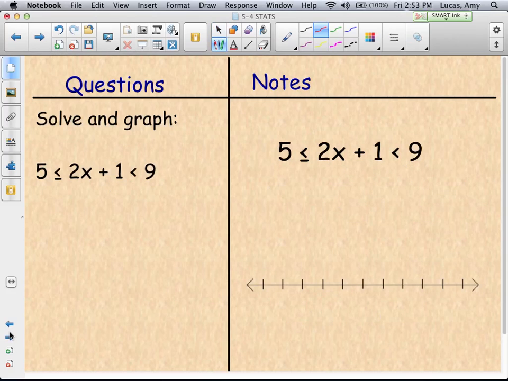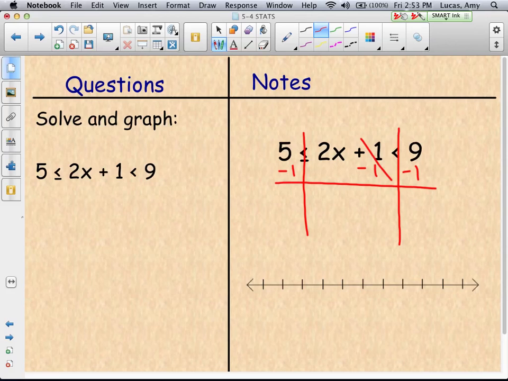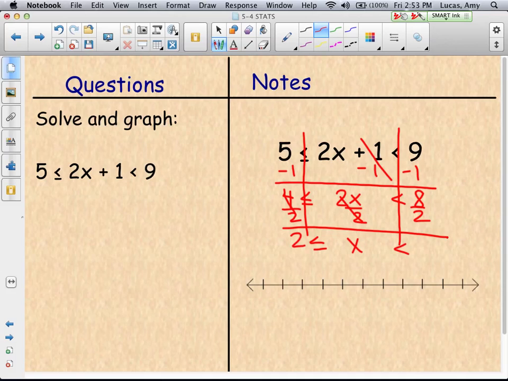One more, I'm going to keep as an interval again. To get the x by itself, I subtract 1. So I subtract it on the right and left. And then I divide by 2. So divide on the left and on the right. So 4 divided by 2 is 2, and 8 divided by 2 is 4. So my interval goes from 2 to 4. My circle over here is going to be closed on the 2, then open on the 4, connected in between.